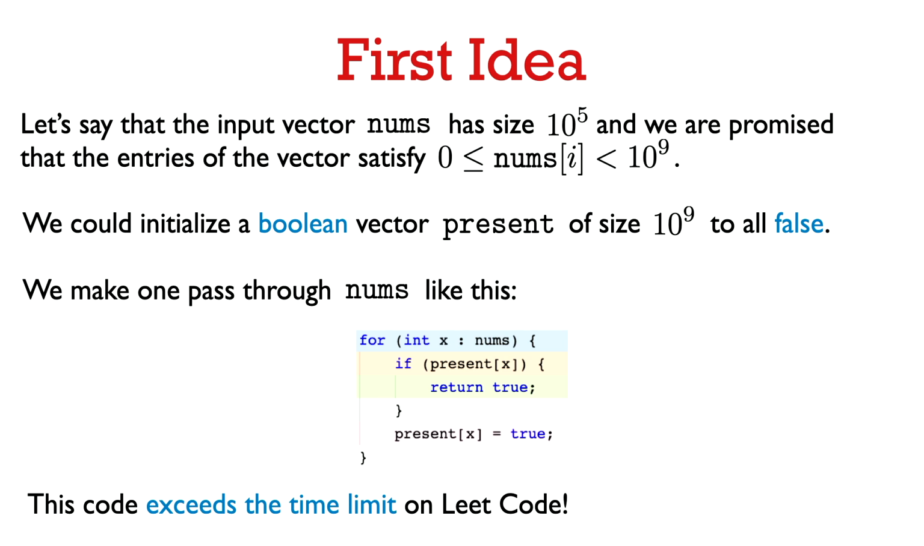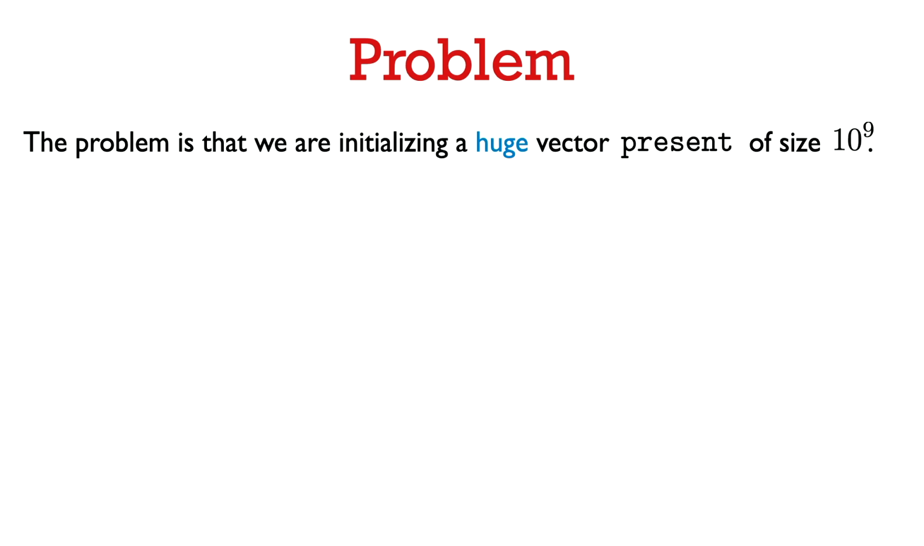So LeetCode does not accept this solution. This exceeds the running time. So do you see what the problem is? What's the bottleneck in this solution? Well, of course, the problem is that we have to initialize this vector of size 1 billion to all false at the beginning of the algorithm. And this time dwarfs the time it takes to iterate through the vector because the vector only has size 100,000.